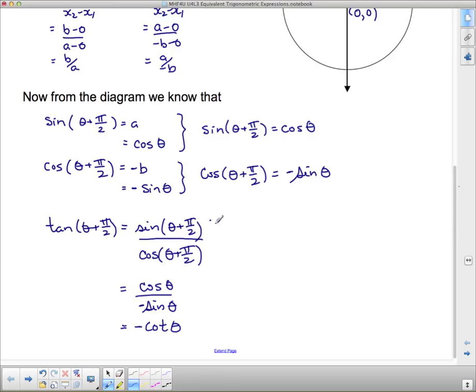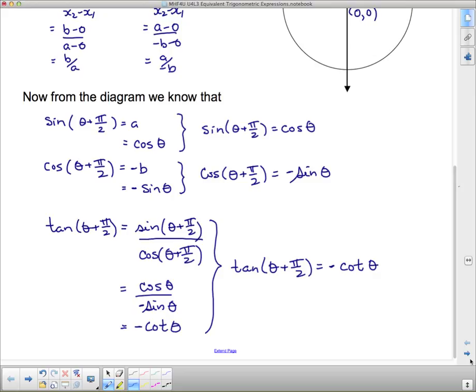of theta. So from all of that little figuring in here, we've got this new identity, that the tan of theta plus pi by 2 equals the negative cotan of theta.